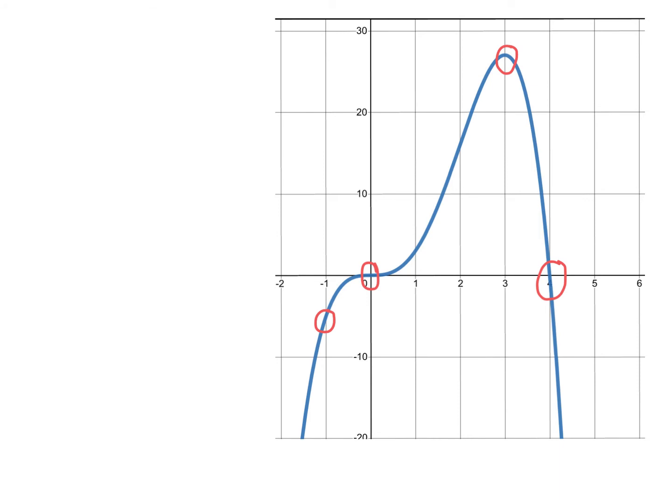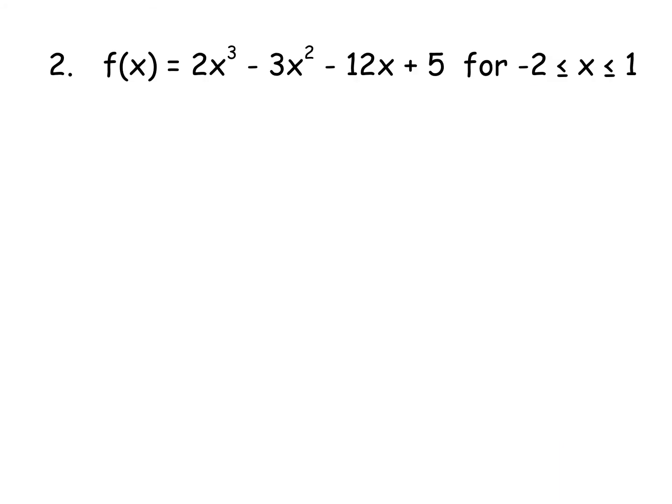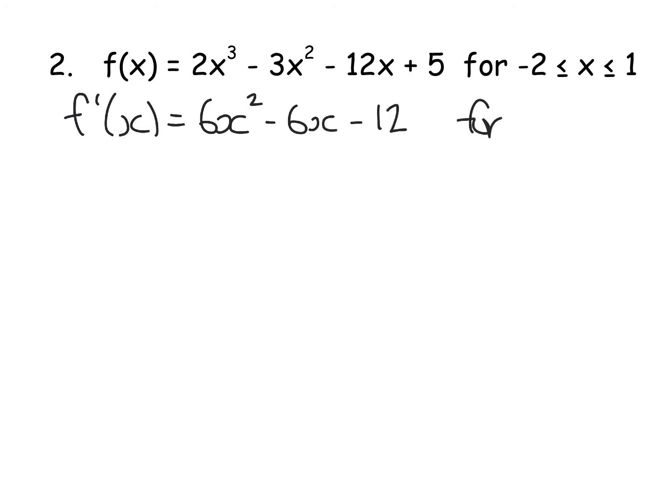I'm going to do one more. So this one here is looking for the stationary points of this function between minus 2 and 1. So we're going to start by getting our stationary points again. So f dashed x would be 6x squared minus 6x minus 12. And then for our stationary points, we're going to say f dashed x equal to 0. So our stationary points, f dashed x equals 0. And I just always write that out of habit.